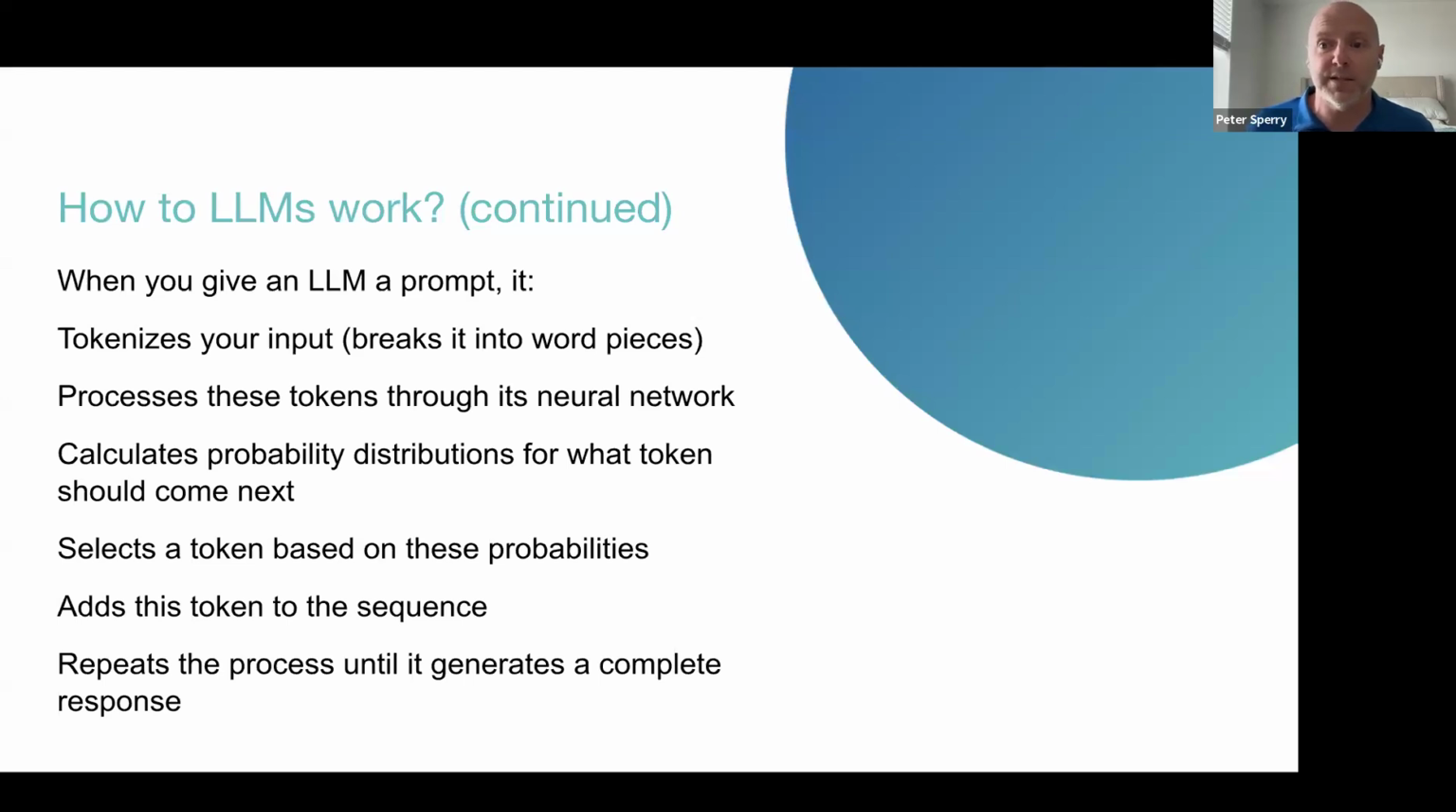So again, it's building sentences as you're typing, and then building its response as you're typing and as it's responding. It selects a token based on these probabilities. It adds that token to the sequence, and then it repeats this process. Some of you have seen there's a little spinny wheel as you're typing into ChatGPT. That's what it's doing: it's calculating what its response should be.